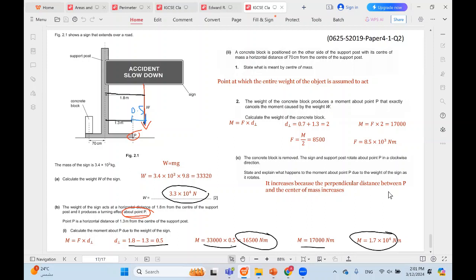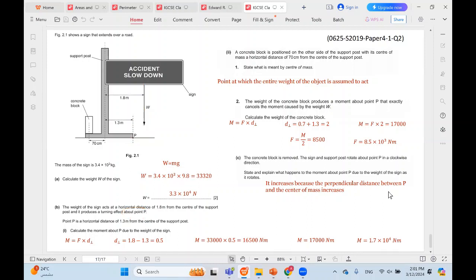Now, in part two, we're told a concrete block is positioned on the other side of the support post with its center of mass a horizontal distance of 70 from the center of the support post. State what is meant by the center of mass. Center of mass or center of gravity is the point at which the entire weight of the object is assumed to act. So we just draw an arrow and we assume that the weight of the whole thing acts at this point right there. The weight of the concrete block produces a moment about point P that exactly cancels the moment caused by the weight W.